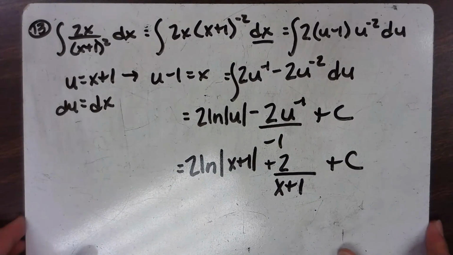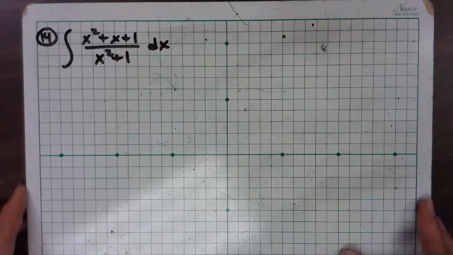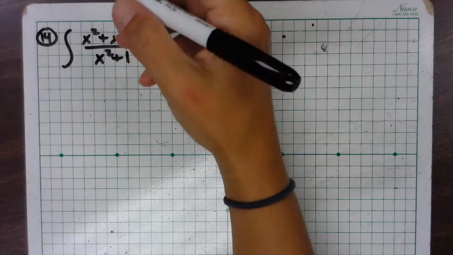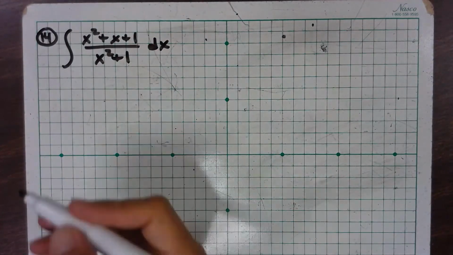All right, so let's go back. Let's go look at number 14. I do have some extra. Now, for this one, you don't want to use substitution from the beginning. Do you see how both of these have the same degree? You may want to come out and do some long division here.